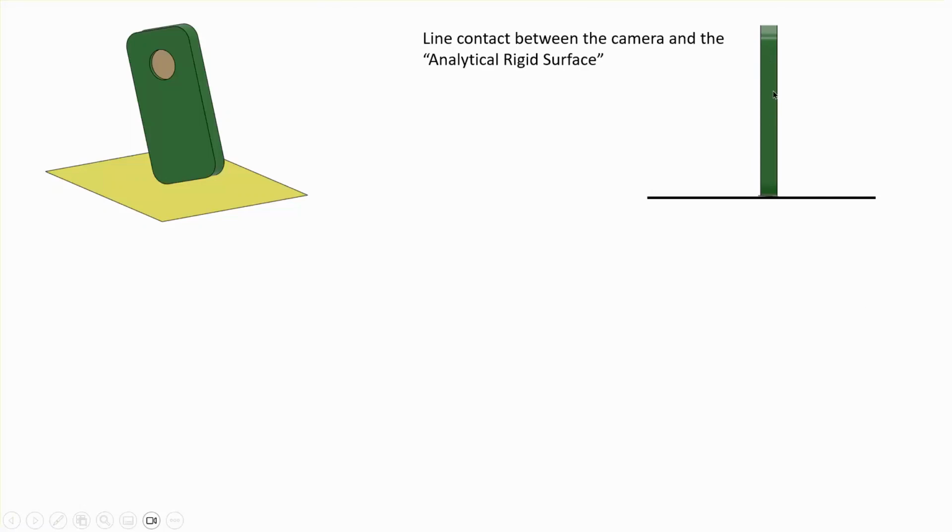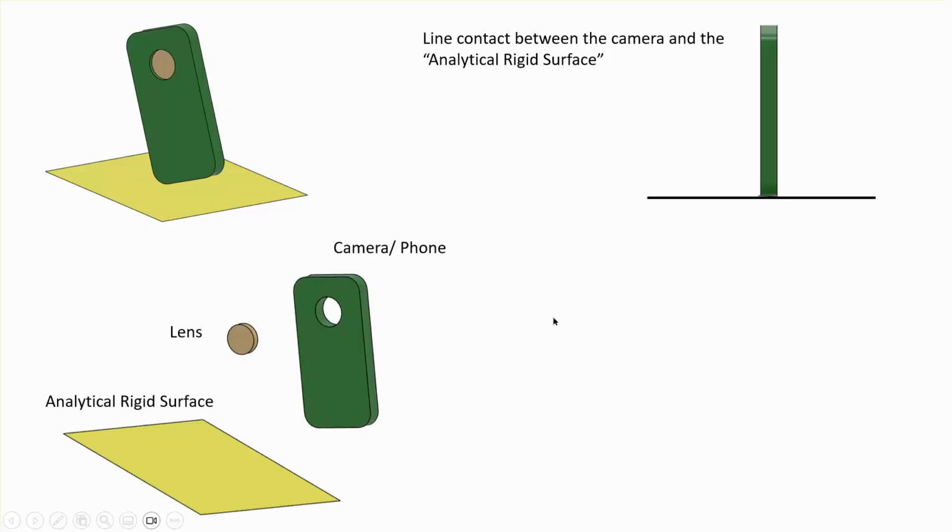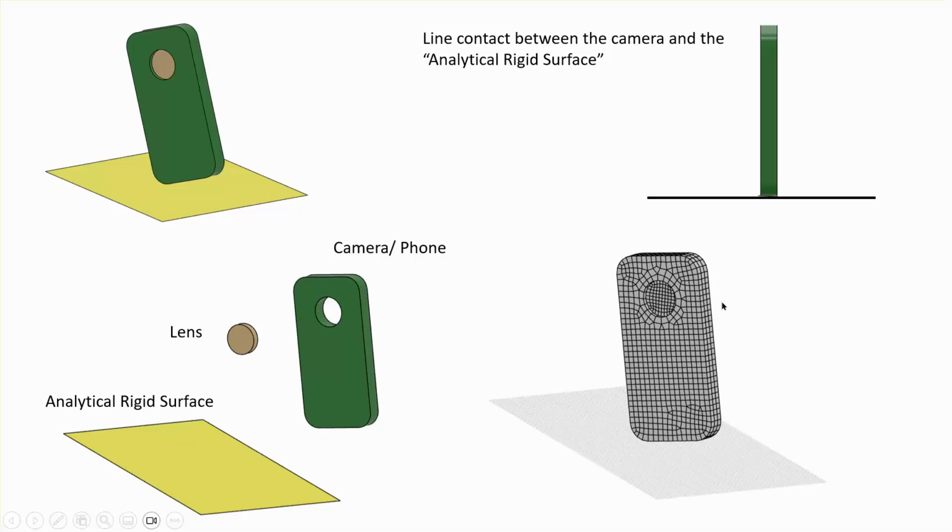This is dropped and it's going to land on a line basically. There's going to be a line contact. The assembly is made of the camera, the lens, and the analytical rigid surface. It's a very coarse mesh, and therefore the results are not reliable as far as the artificial energy is concerned, because of the size of the mesh and things like that.